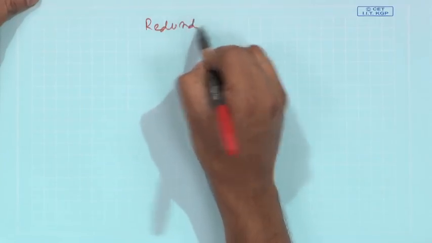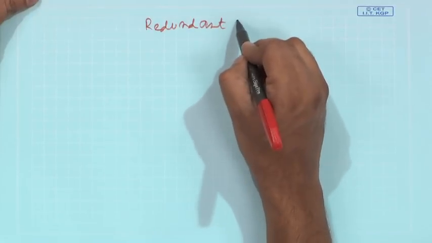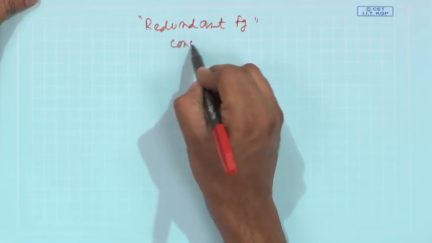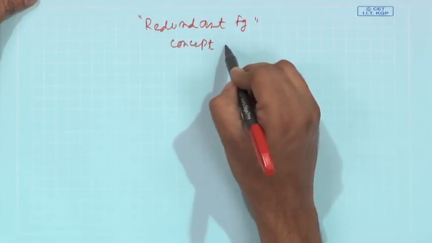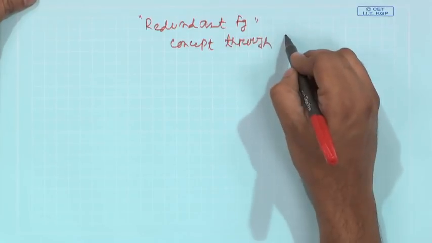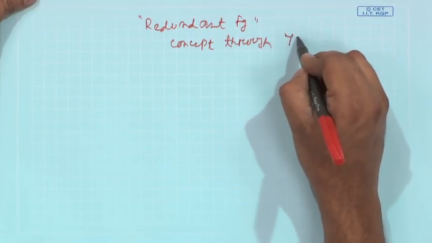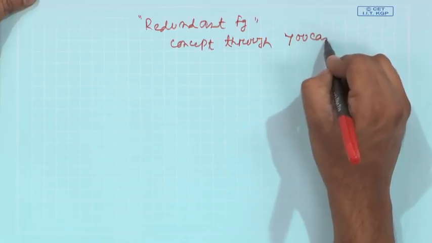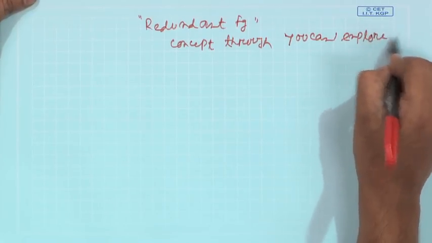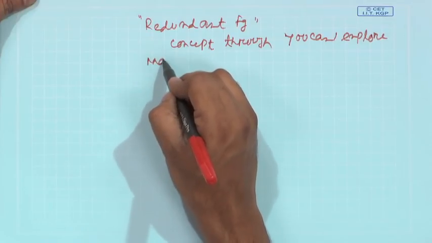So, there are ways in which you can explore certain things, and particularly the concept of redundant functionality is an absolutely brilliant concept through which you can explore many synthetic pathways.